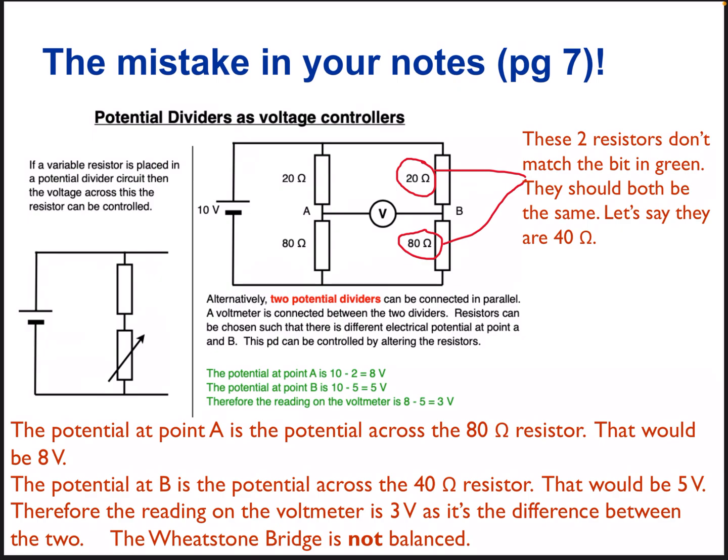So what that means is that those two resistors must be the same as each other. If the top resistor and the bottom resistor are both 5 volts, then they must also have the same resistance. Okay. So if the potential at A is 8 volts and the potential at B is 5 volts, then the reading on the voltmeter would be 3 volts, because that's the difference between the two. So therefore that Wheatstone bridge is not balanced. Okay.